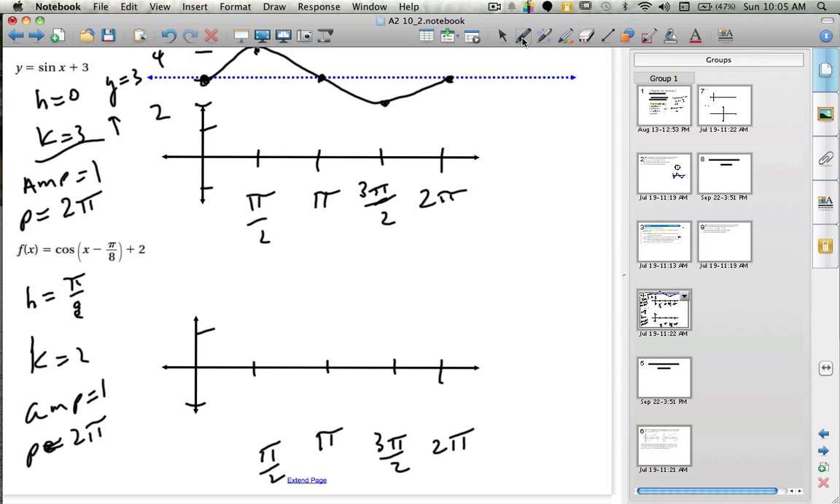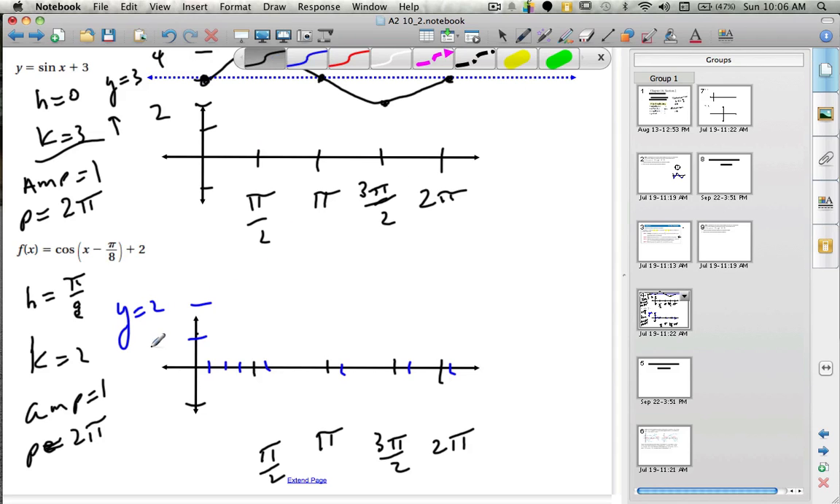Oh, pi over 8, that's a pain. So if we start looking at where's pi over 8, well, this would be pi over 4, that would be pi over 8, 3 pi over 8. So I'm going to shift this little amount. All of my points are going to shift a little bit to the right. And then my midline is going to go up to y is equal to 2.